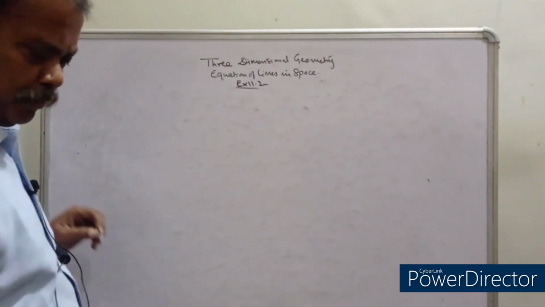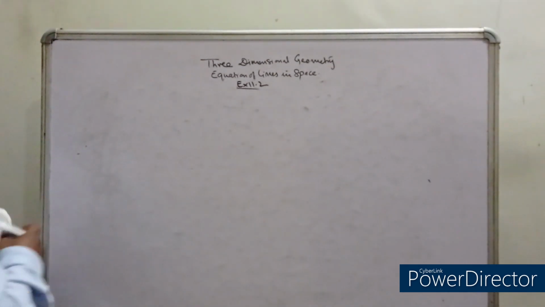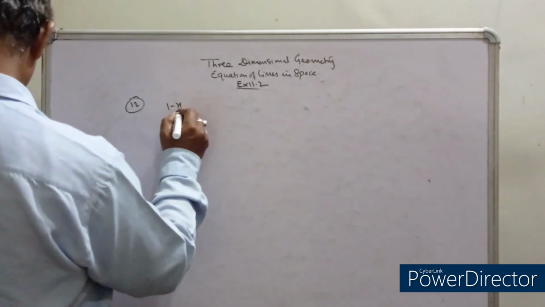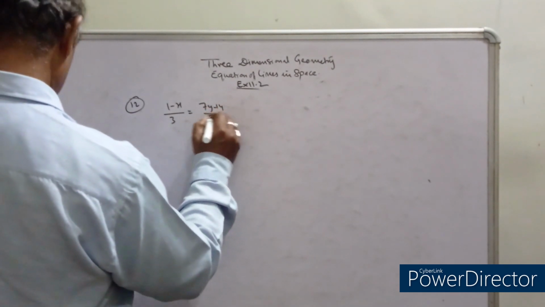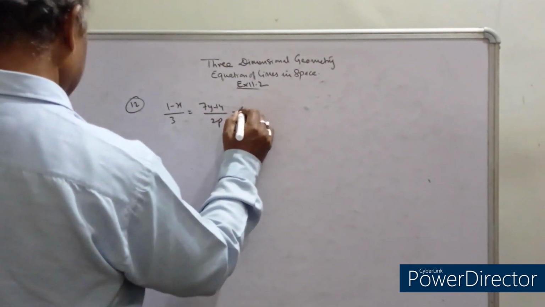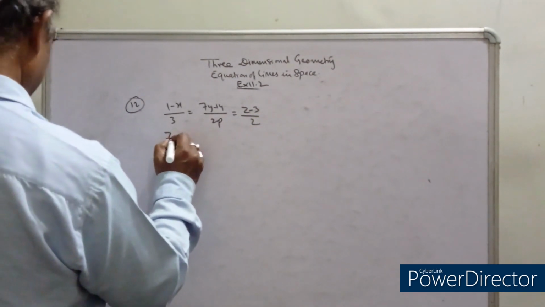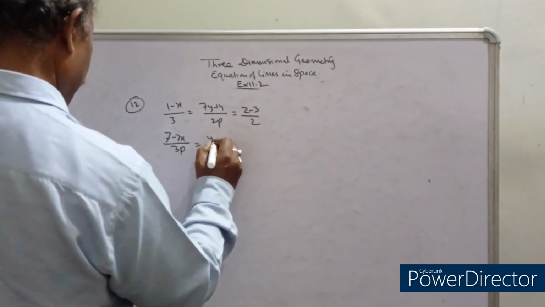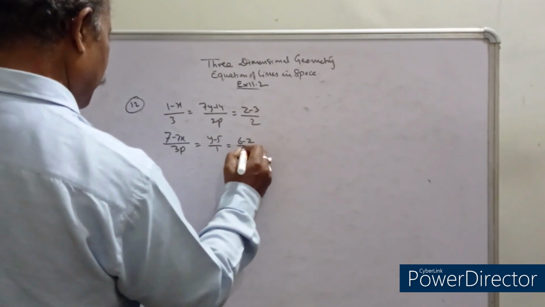How to solve question number 12. Here the question is to find the value of p. They are given that the lines are perpendicular to each other. The format is in Cartesian form: minus x by 3 is equal to 7y minus 14 by 2p is equal to z minus 3 by 2. And another equation is 7 minus 7x by 3p is equal to y minus 5 by 1 is equal to 6 minus z by 5.